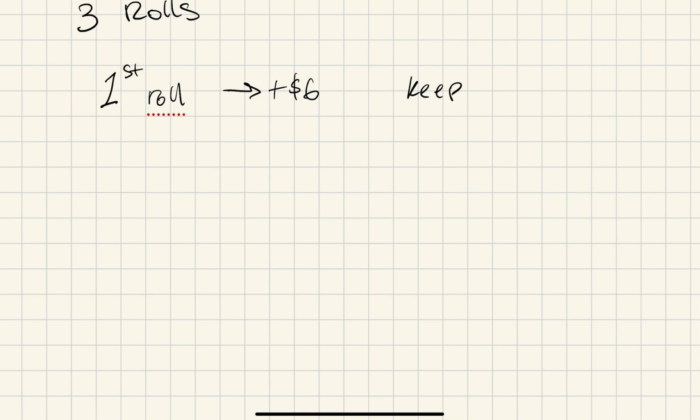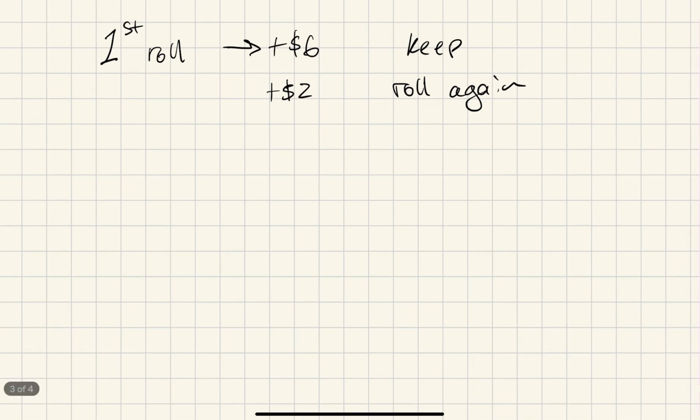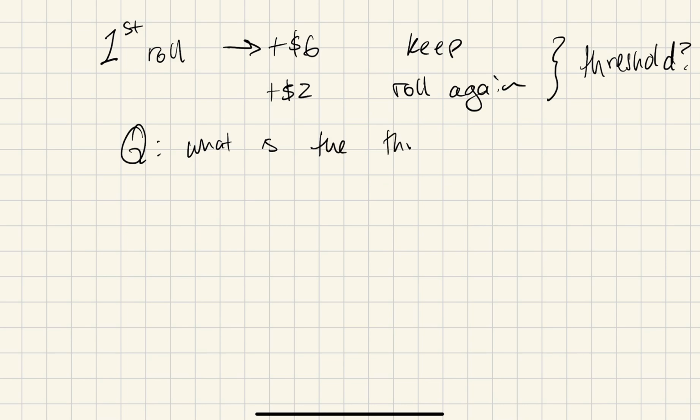What if I get $2? What if I roll a 2? Well, I think since we have 2 more rolls, then we can probably get something better in the second or the third roll. So I'm probably going to want to roll again. So clearly, there's some sort of threshold between, say, $6 and $2, right? The question is, what is this threshold? What is the threshold for re-rolling the dice?